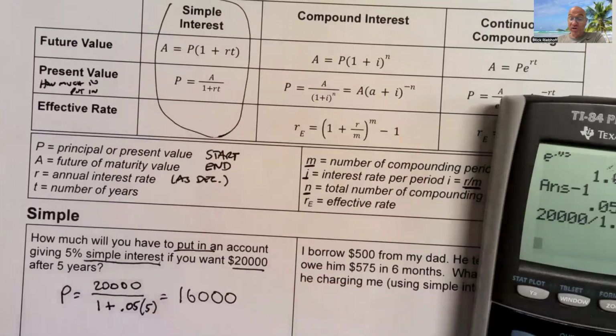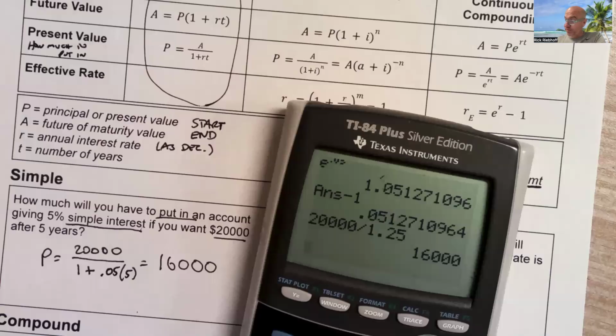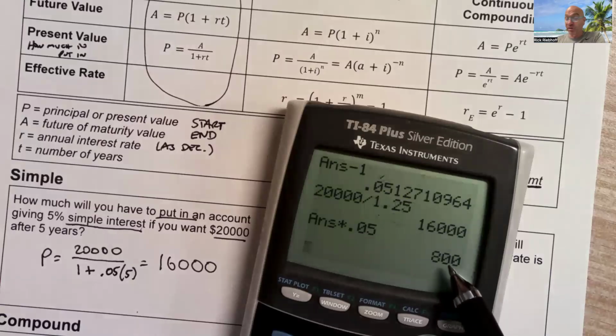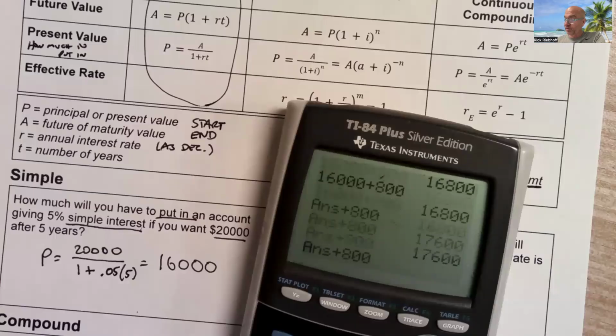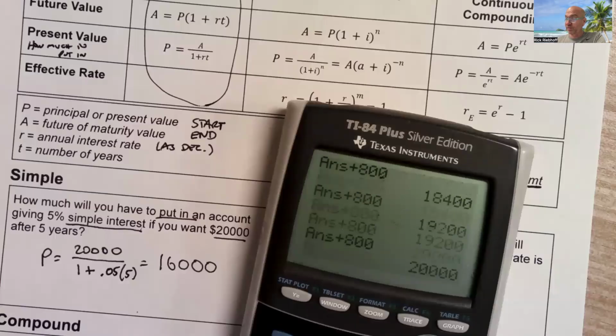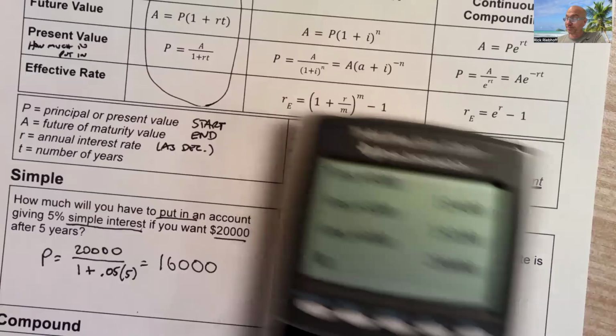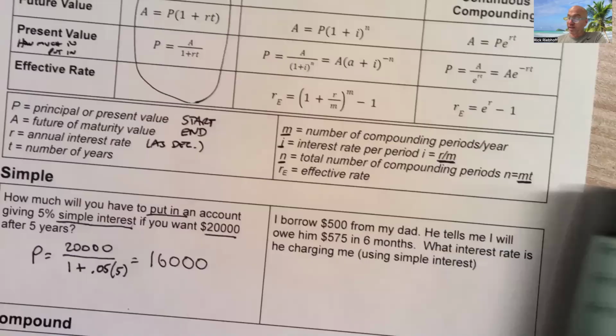Okay, I could figure out, let's find 5% of that. So times 0.05. So the simple interest would be $800 a year. So 16,000 plus 800, that's 1 year, 2 year. Oops, I didn't do it. Plus 800, 2 year, 3 year, 4 year, 5 year. Got me to 20,000. There we go. Easy peasy.